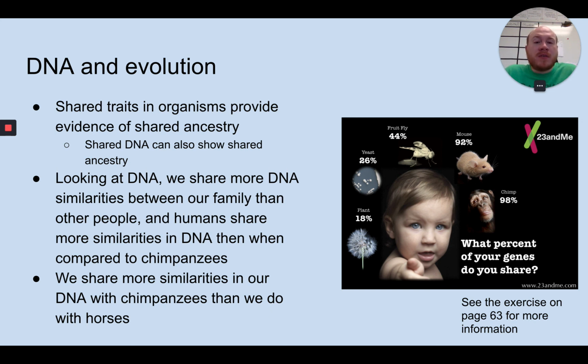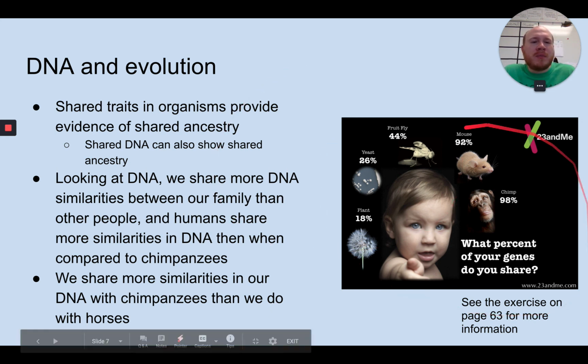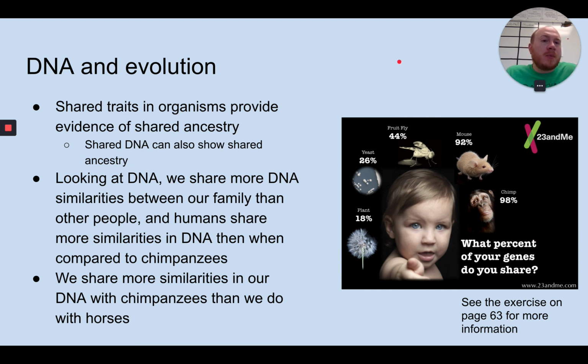Or we can even compare ourselves to plants. So this nice little 23andMe image shows approximately how much DNA we share with these other species. We share about 44% of our DNA with fruit flies, which seems weird. We are very different from fruit flies, but a lot of our cell structures are really similar to each other. And so the codes for the proteins that get things in and out of the cells might be really similar. They might be a little different because the functions are a little different, but they're similar in their structure, so their DNA is similar as well.